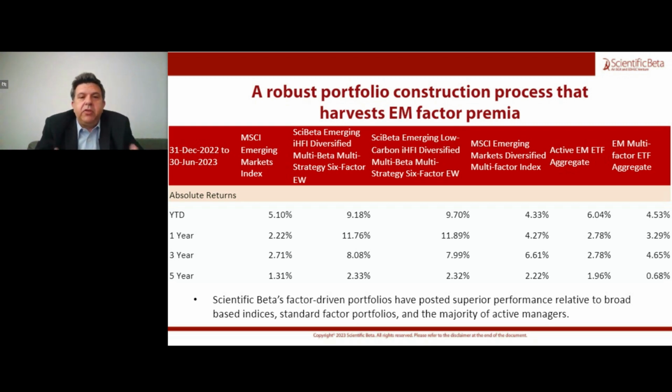So I think the message of this slide is not only does a factor strategy work, but not all factor strategies are created equal. An investment process matters, right? And all the nuances of that process matter as well. So it's important to keep that in mind.